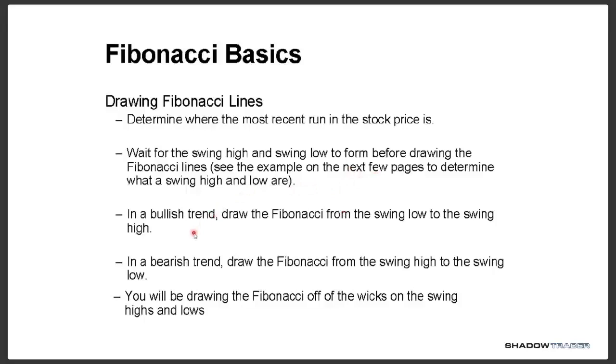In a bullish trend, you're going to look for the Fibonacci's to show you where pullbacks are. So you draw the Fibonacci from the low to the high. That'll give you where the pullback levels are. In a bearish trend, you're going to draw the Fibonacci from the swing high to the swing low, and that's going to give you where the bounce levels can be. You always draw Fibonacci's using the wicks or the tails.